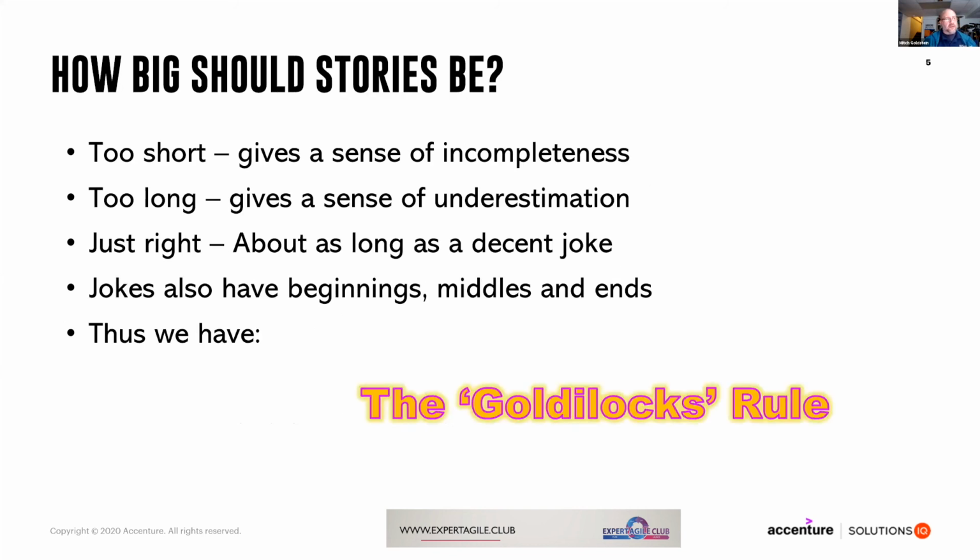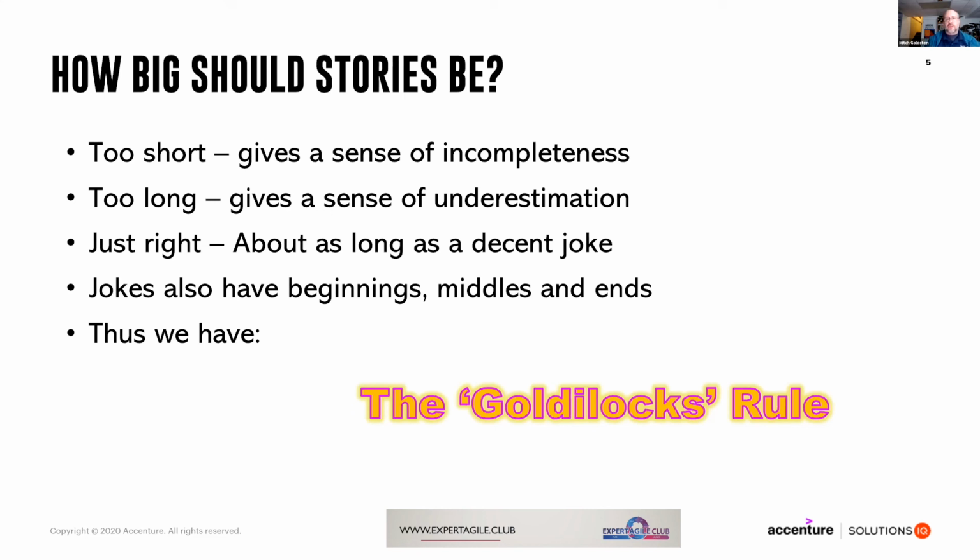So it just begs the question. If we want to talk about making stories smaller, we have to talk about how big stories should be. If stories are too short, frequently they give a sense of incompleteness, and they will trigger a sense that we don't know enough of information about the subject matter to make an accurate story about it.